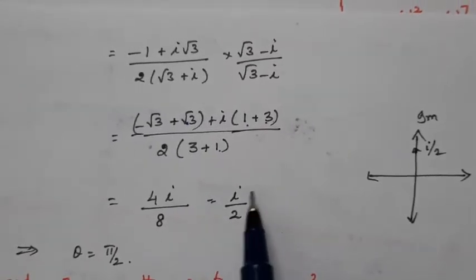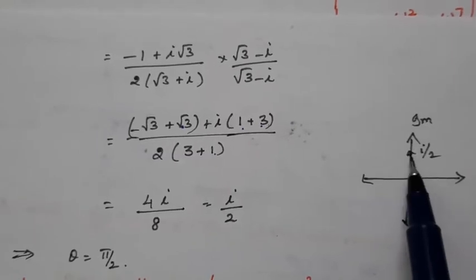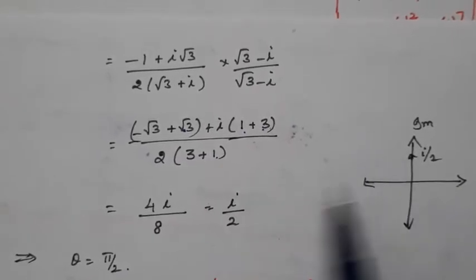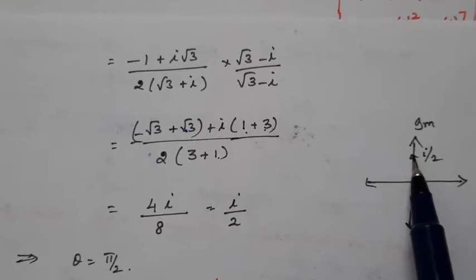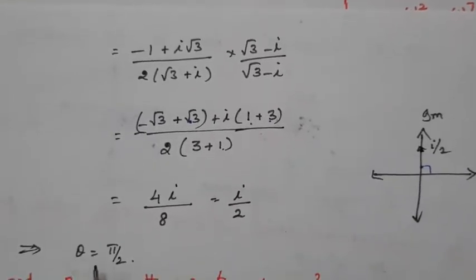So it is purely imaginary. So where will this point lie? Exactly on the imaginary axis. That is purely imaginary and positive, so it lies on the positive imaginary axis. So what is the angle here? 90 degrees. So the principal argument is pi by 2.